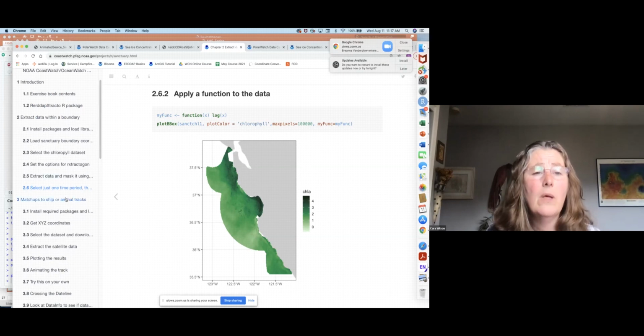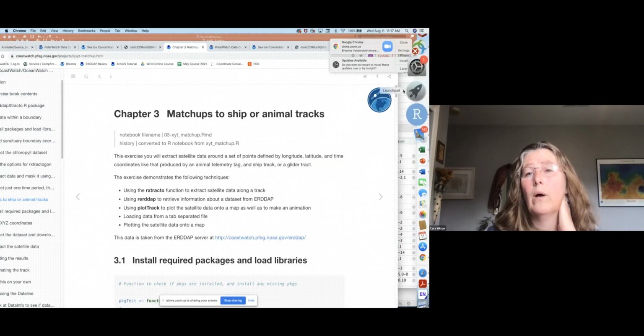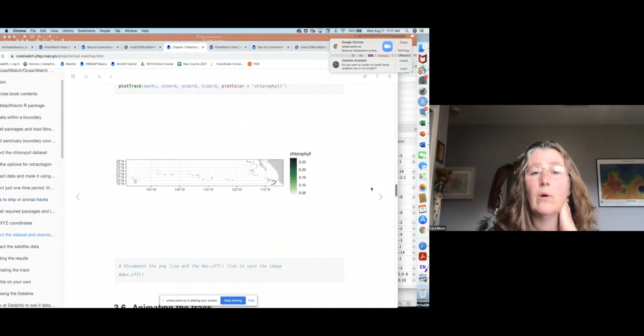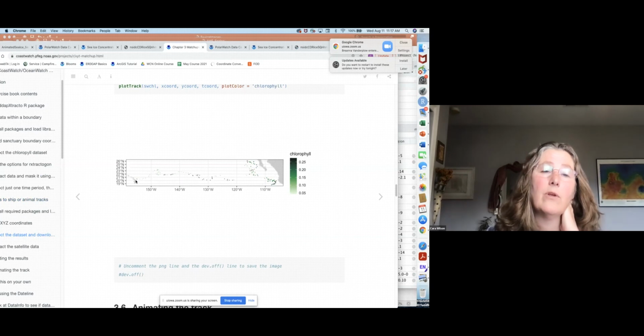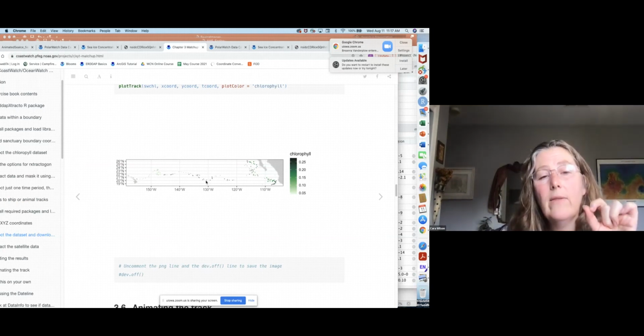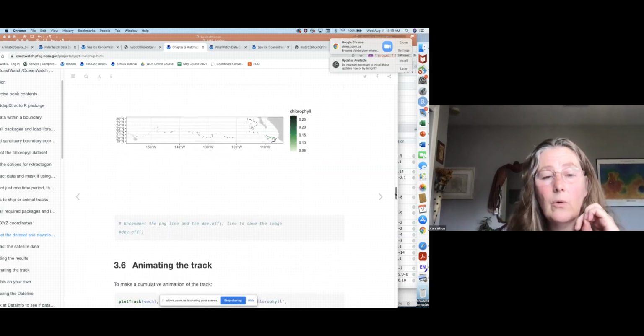A lot of our users are in fisheries who have tagged animals, and they want to match up satellite data to the animal track or maybe to a ship track. We have a package and code that makes it a lot easier to do that. This example shows a marlin that was tagged in Hawaii and then swam over to the coast here. The dots are the locations where the marlin was tracked, and they correspond to the value of the chlorophyll data that was most synoptic with that location. This is plotted with just a few lines of code.